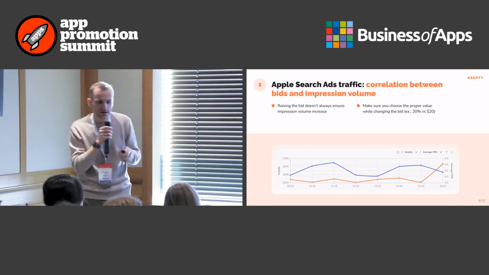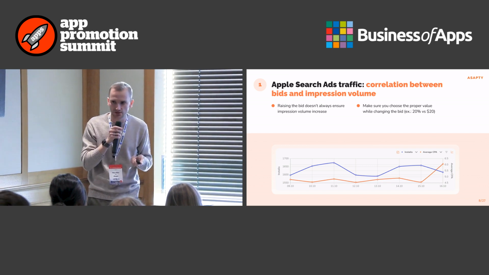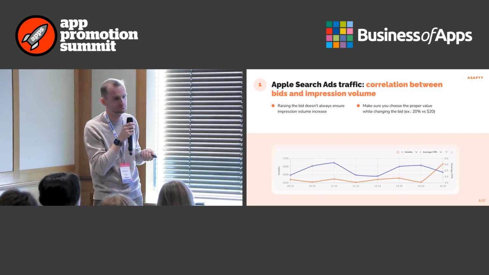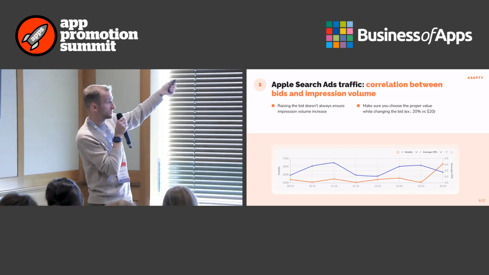So, for example, we have categories with more than 10 competitors bidding for the same keywords, for the same categories, for the same keywords. And we found it out by this.